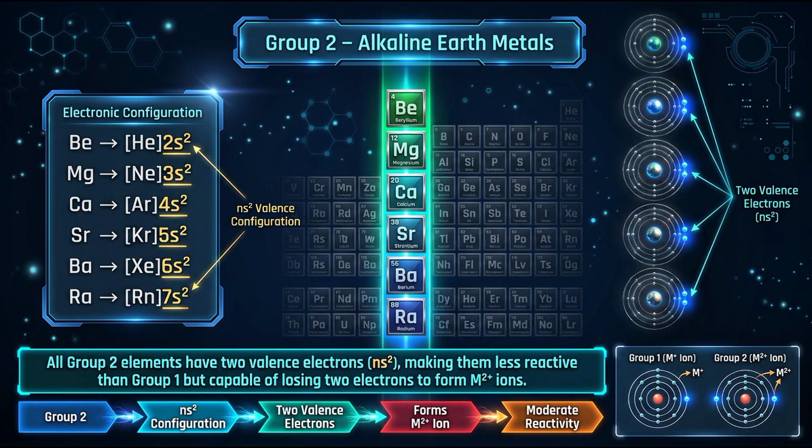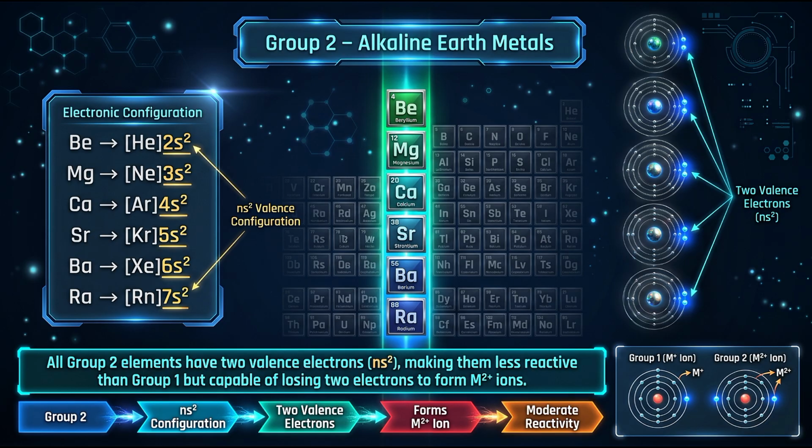Group 2 metals readily react with oxygen to form metal oxides. For example, magnesium burns with a brilliant white flame to produce magnesium oxide. They also react with chlorine to form ionic chlorides such as calcium chloride and magnesium chloride.